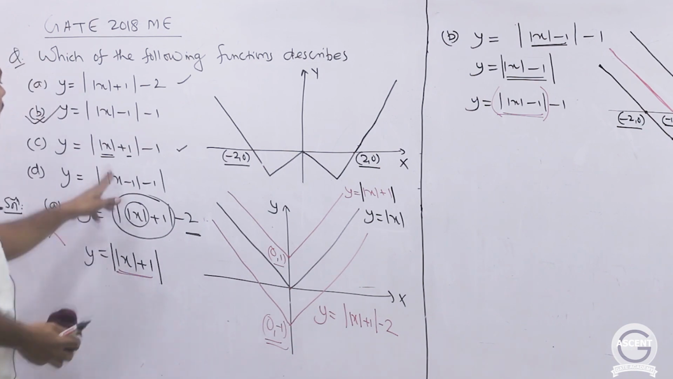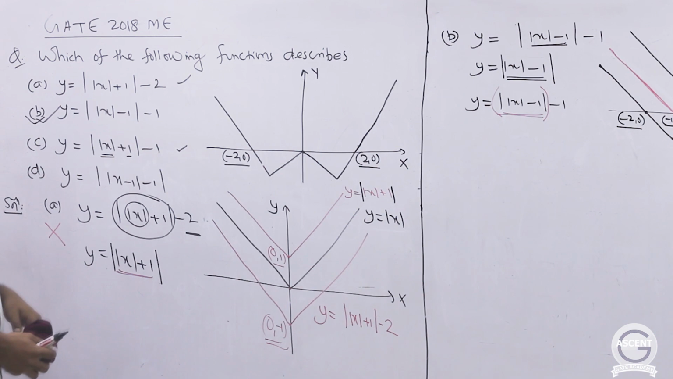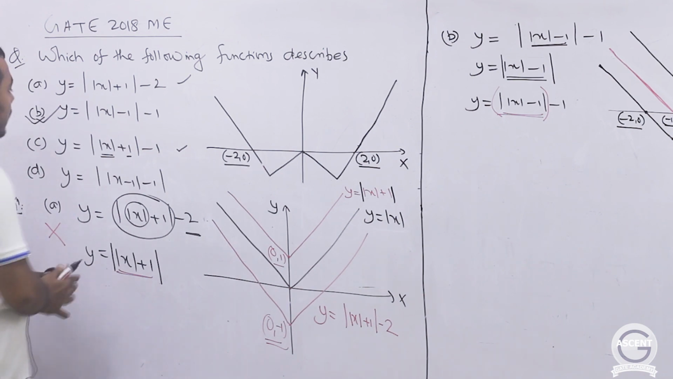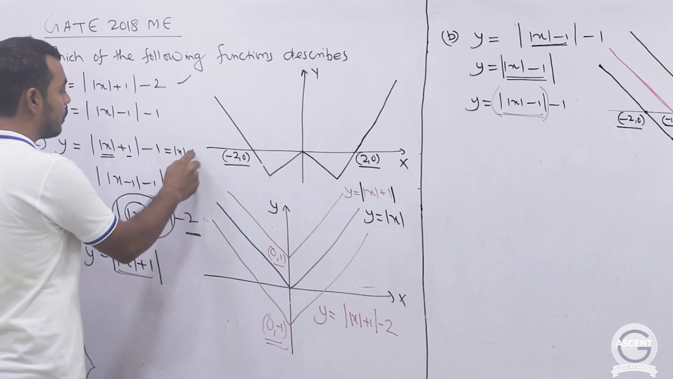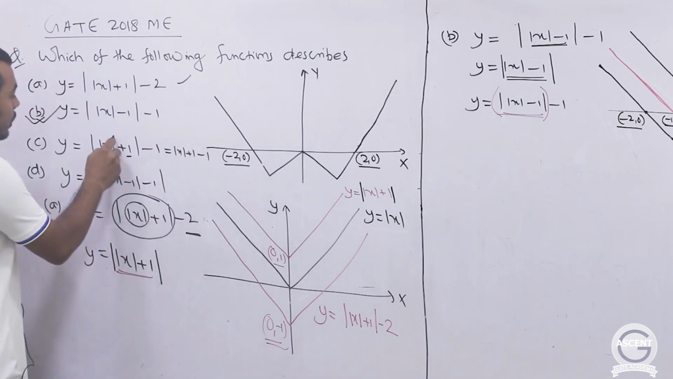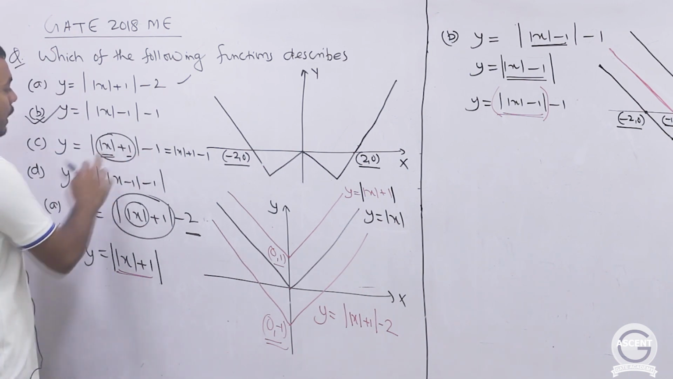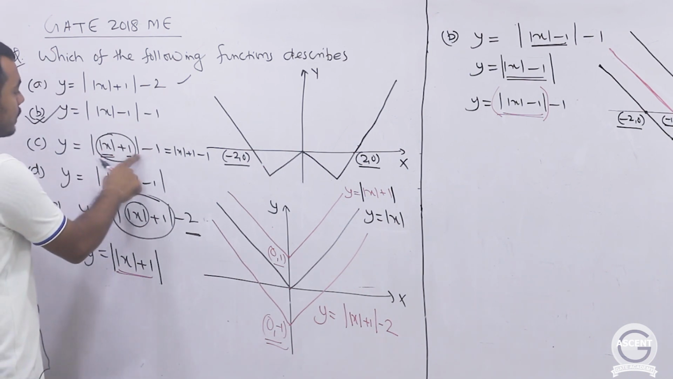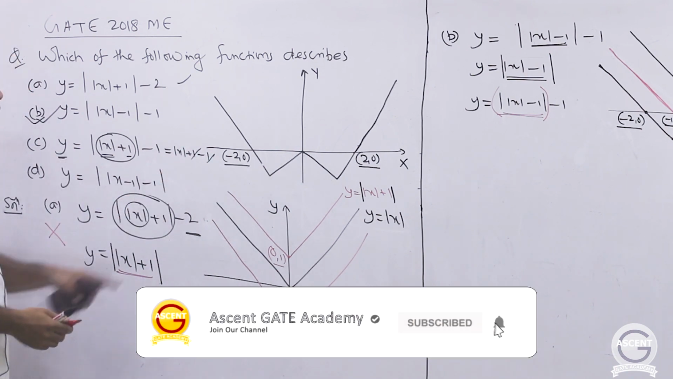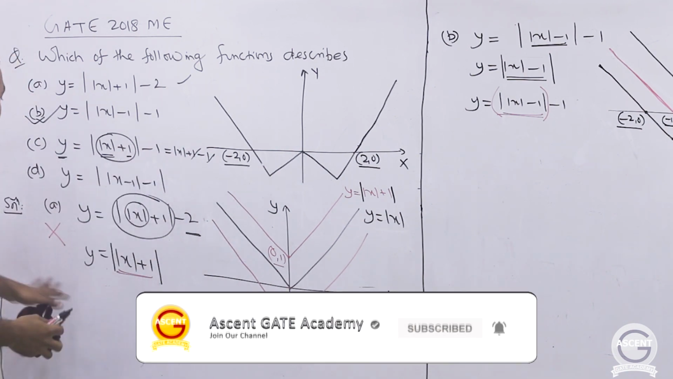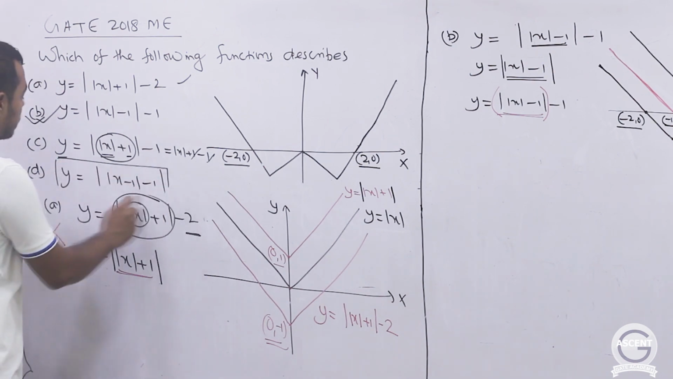In fact, here the graph that you are going to get is simply the graph of y equals to mod x. Because if you see this function carefully, then this is nothing but mod of mod x plus 1, minus 1, right? Because this is always going to be positive, and for a positive number you can directly remove this mod sign. So you will get mod x plus 1 minus 1, these two will cancel. So option C is y equals to mod x. We know how to draw the graph of this function.